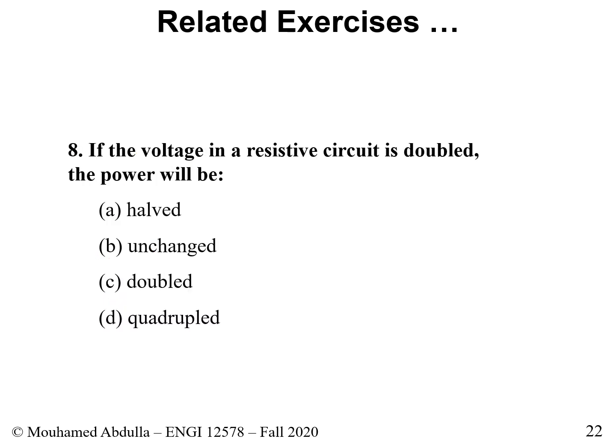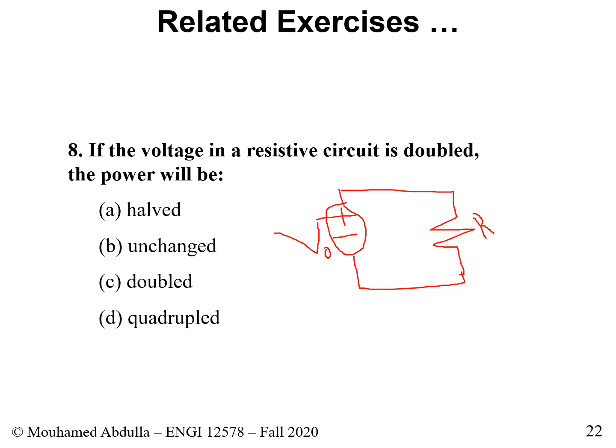So next question, question 8. If the voltage in a resistive circuit is doubled, what can we say about the power? So let's see. We have a resistive circuit. Let's say we have some source and we have a resistor here, with some voltage V naught. From Watt's law, we know that power is equal to V squared divided by R. So for this one, if it's V naught, the power is V naught squared divided by R.